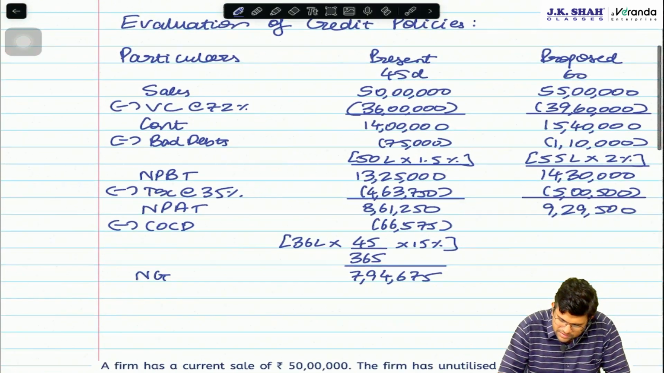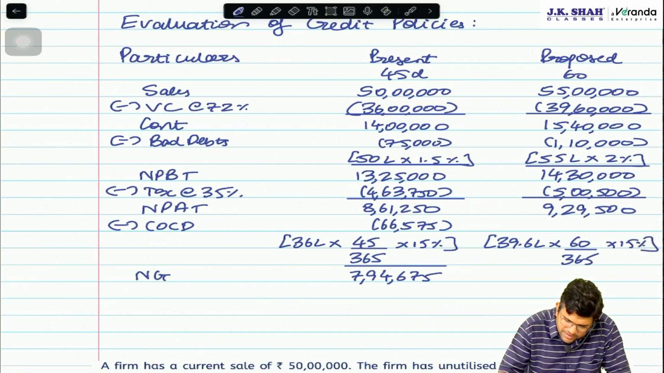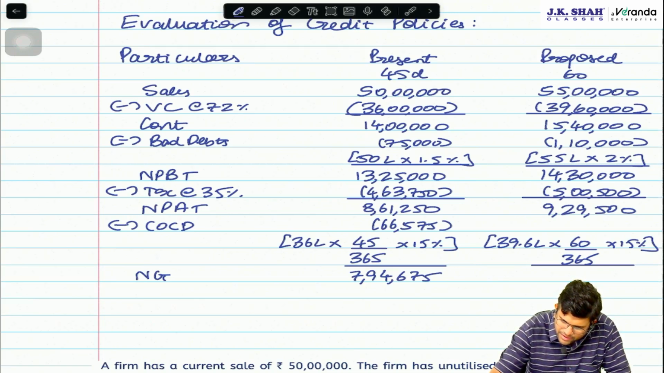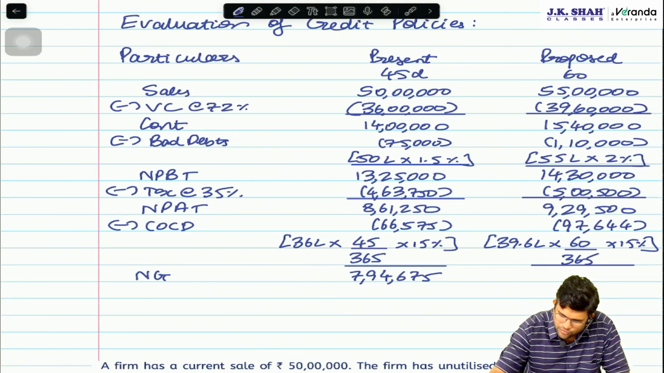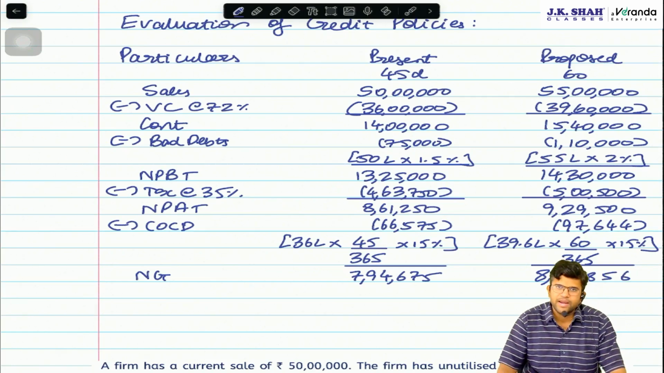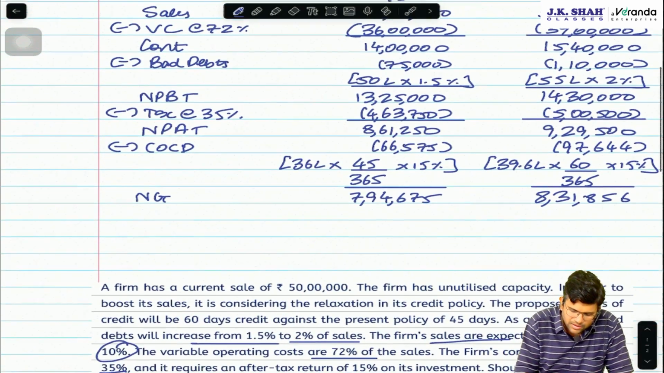As far as COCD is concerned, it will be variable cost 39 lakh 60,000 into 60 by 365 multiplied by 15%, correct? So on the calculator, 39 lakh 60,000 multiplied by 60 divided by 365 into 15%, and that comes to 97,644. Okay, and I get my net gain as 929,500 minus 97,644, and that comes to 8,31,856. Okay, 831,856.